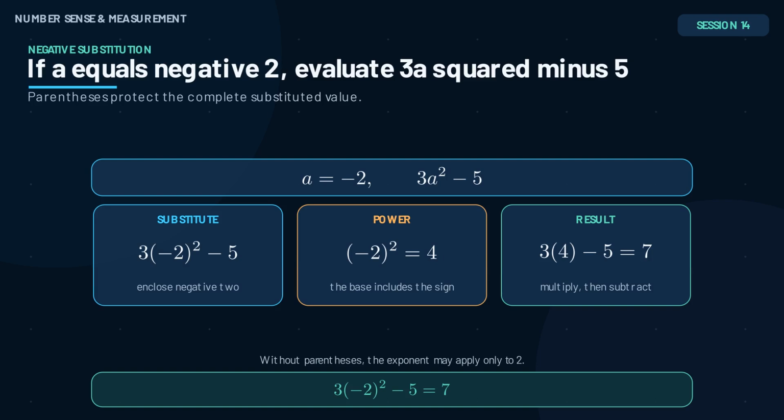If a is negative 2, evaluate 3a squared minus 5. Substitute negative 2 inside parentheses. The square of negative 2 is positive 4. Multiply by 3 to get 12, then subtract 5. The result is 7. Parentheses show that the negative sign belongs to the base.